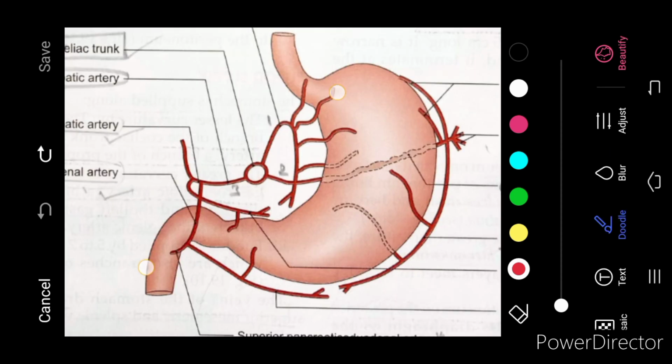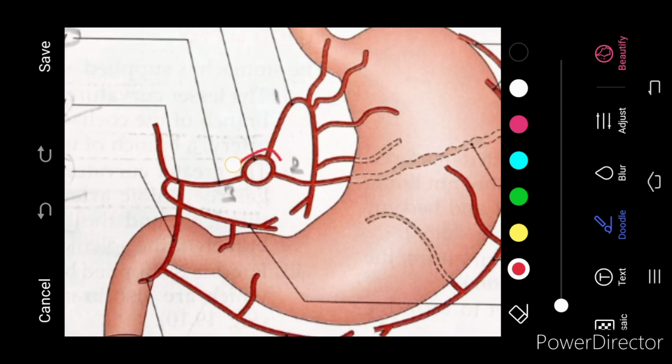Now we will study the arteries supplying the stomach from this figure. So here we can see the small rounded one is celiac trunk. This is the main trunk from which all the arteries supplying the stomach arise. It has 3 branches, that is left gastric artery, second one is splenic artery which is the largest one, and third one is common hepatic artery.